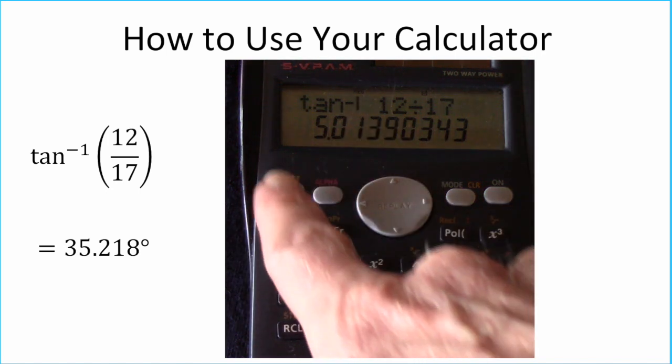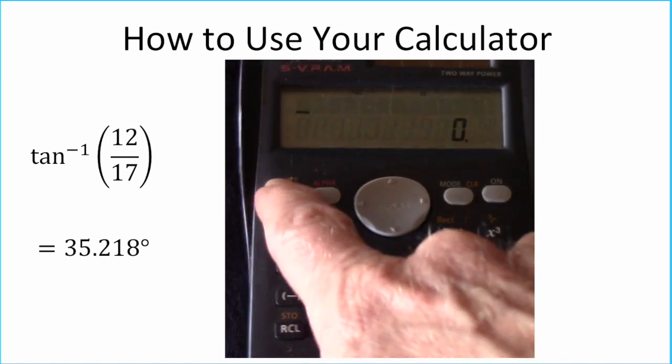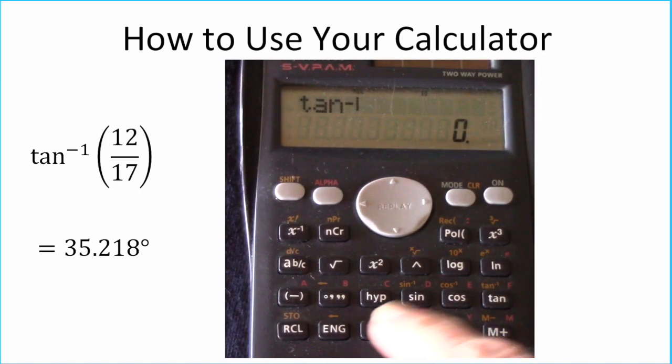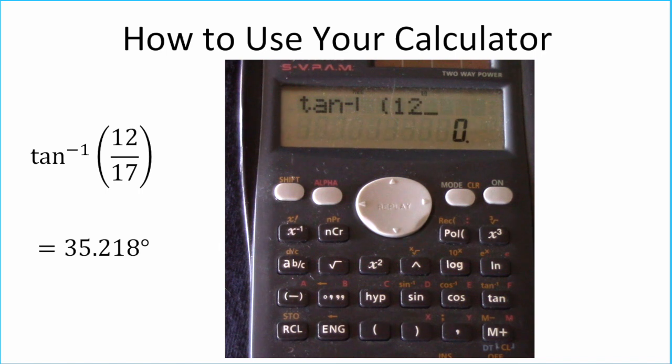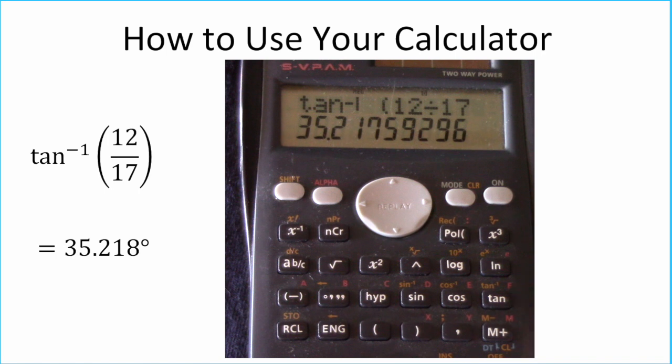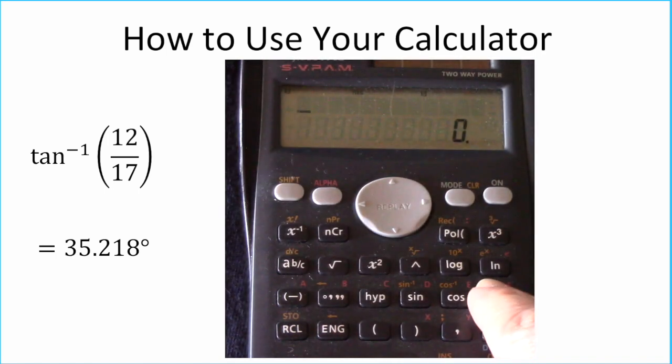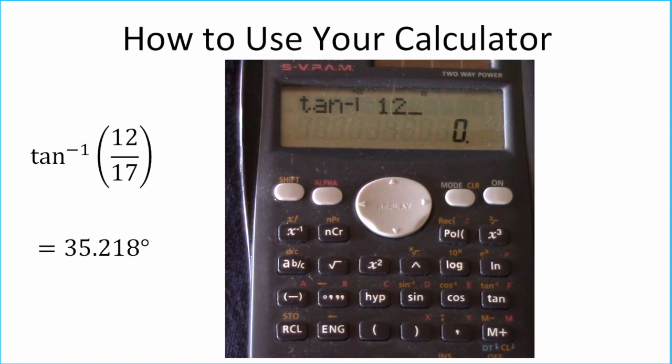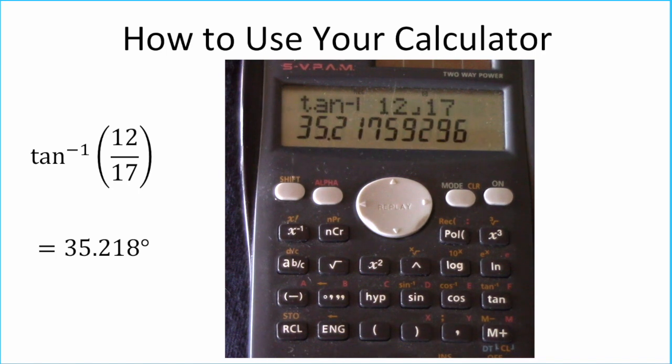If I redo this and put parentheses in, second tangent, and then I put parenthesis, and now when I go 12 divided by 17, it'll do the inside parentheses and then find the inverse tangent. There's my right answer. So if you have a Casio like this, I would advise, if you don't want to mess with the parentheses, then using this fraction button is the fastest way to do it. So if we clear this, the fastest way on this one is second tangent 12, hit the fraction button, hit 17, and there's your answer.